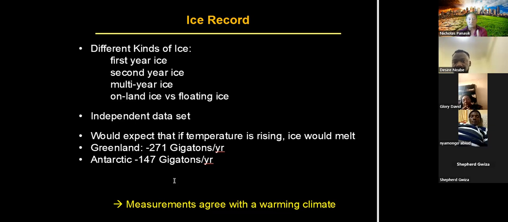Now, again, the ice record is an independent data set, a completely different way of measuring this, with completely different errors associated with it. But this is an indirect measurement of warming, right? Because we're not measuring with a thermometer, it's not a temperature. But we would expect that if the temperature increases beyond freezing, that ice would melt. And so what do we see?